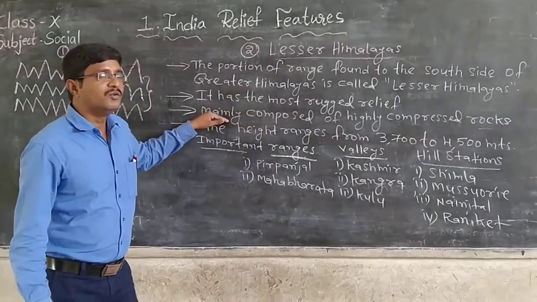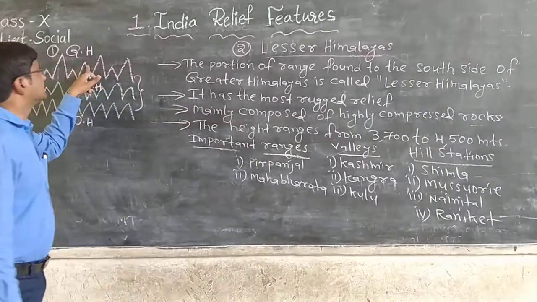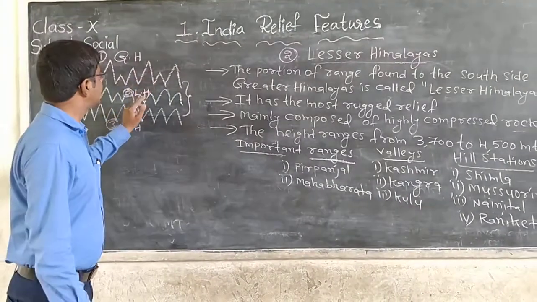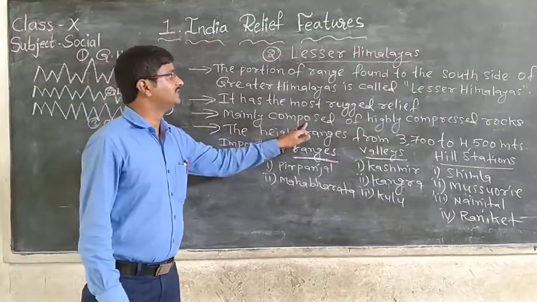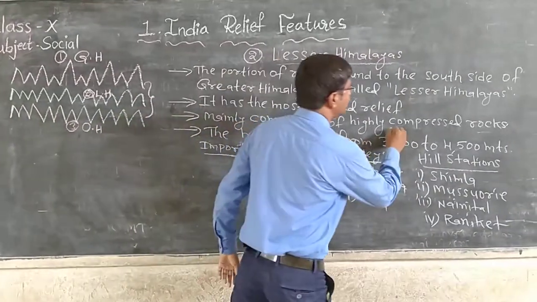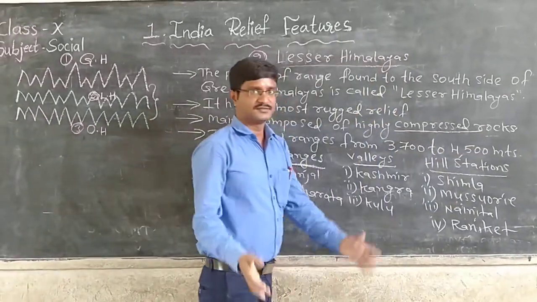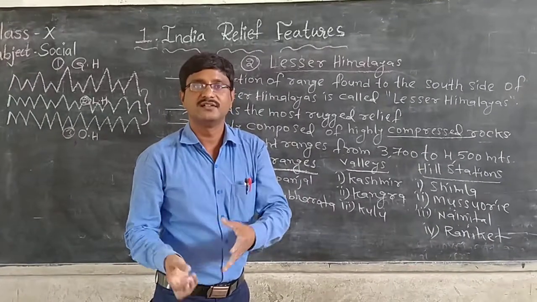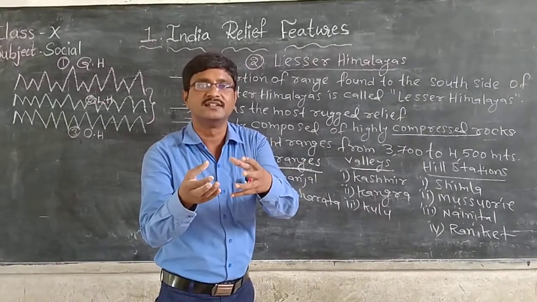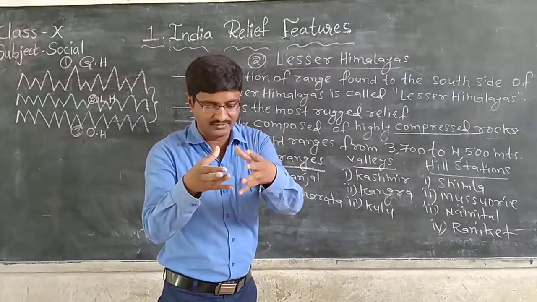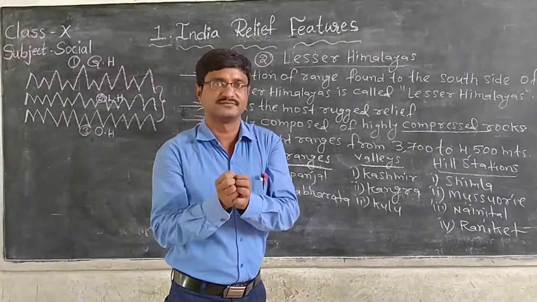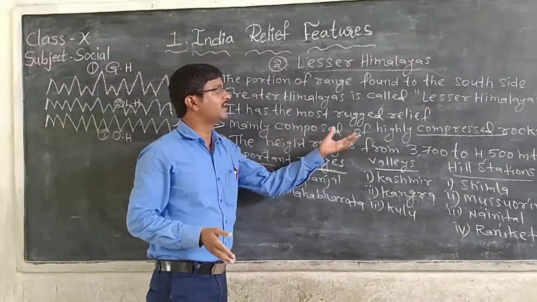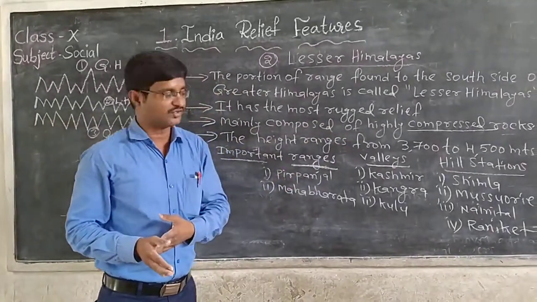And how is it composed? Just now we have learned Greater Himalayas are composed of snow and ice. How is this region composed? This region is composed of highly compressed rocks. What are highly compressed rocks? In this region, the rocks are flattened by pressure. So they are composed of highly compressed rocks.